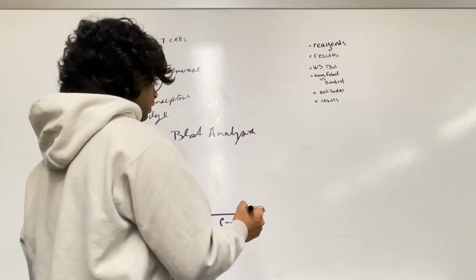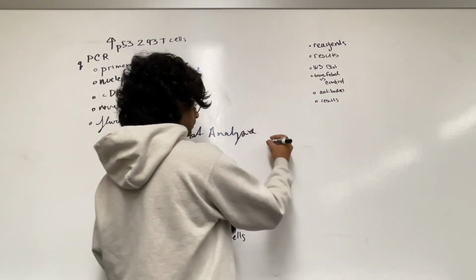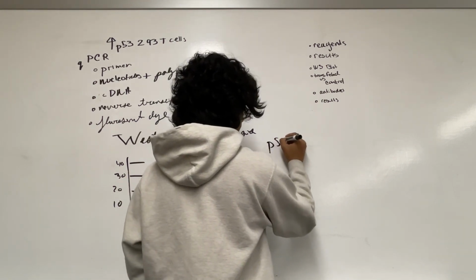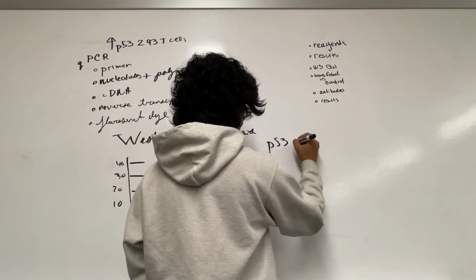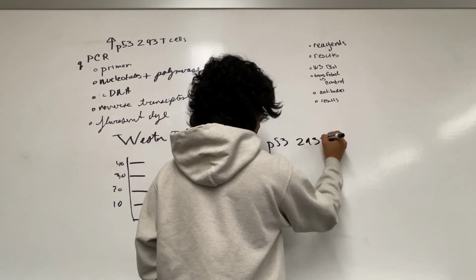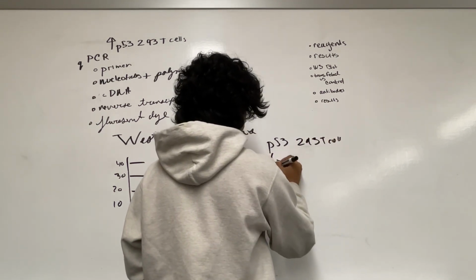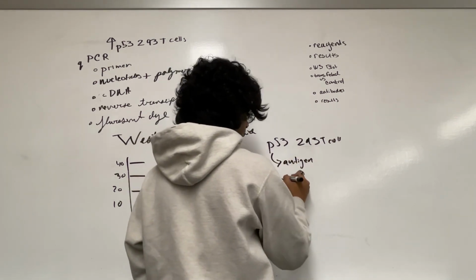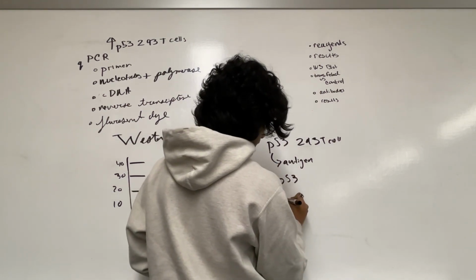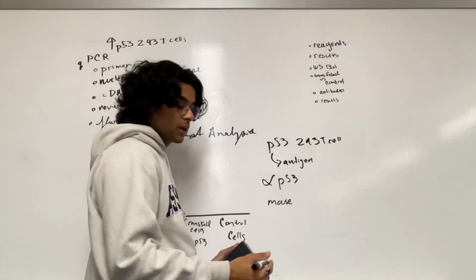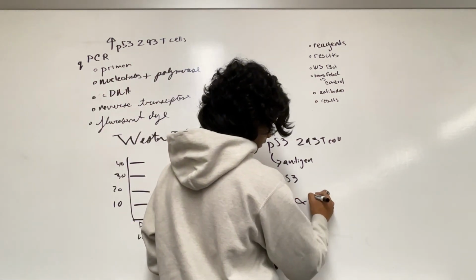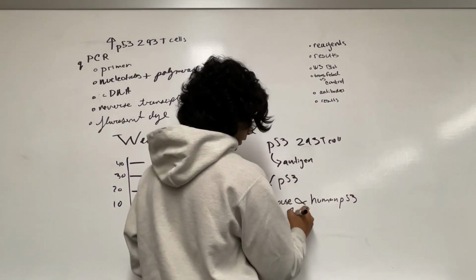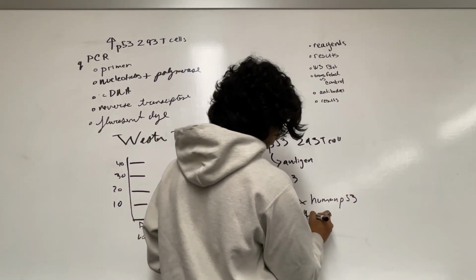In order to create the antibodies for this, we will first need P53 in 293 T cells, and this is considered the antigen. So in order to create the antibody, we will first use a mouse and inject it with P53. This will be called mouse anti-human P53. And this is considered our first or our primary antibody.